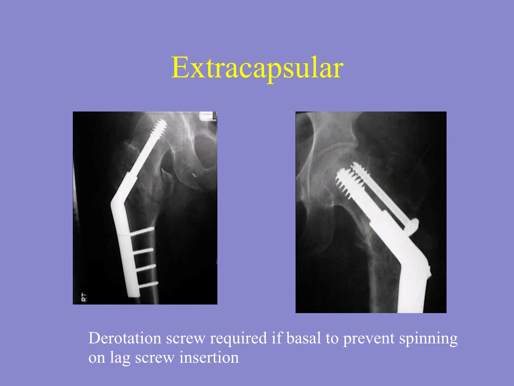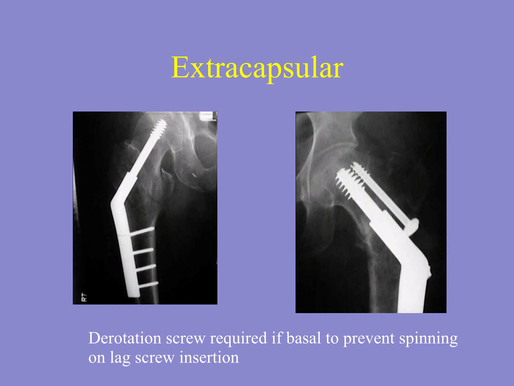Sometimes with basal fractures, we're concerned that as we put the lag screw in, the head may spin, and this could damage the soft tissues where the blood supply is going in. In order to prevent this spinning, we can use a derotation screw.